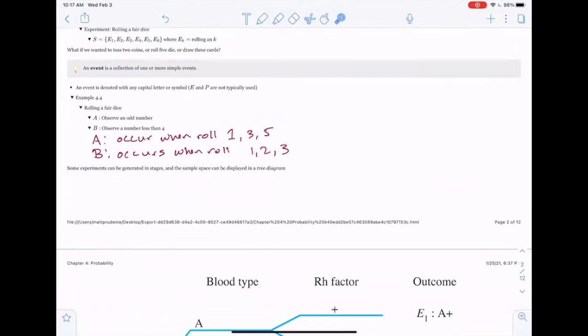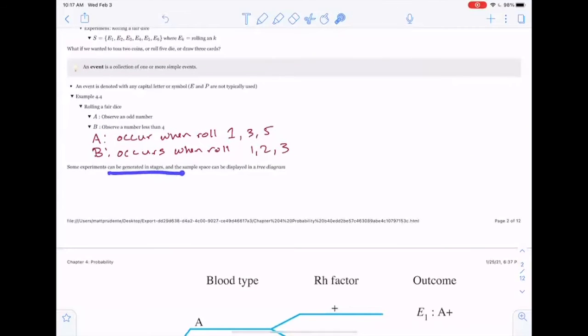Some events or some experiments can be generated through stages, and it's going to be helpful to use what we call a tree diagram to represent these simple events.